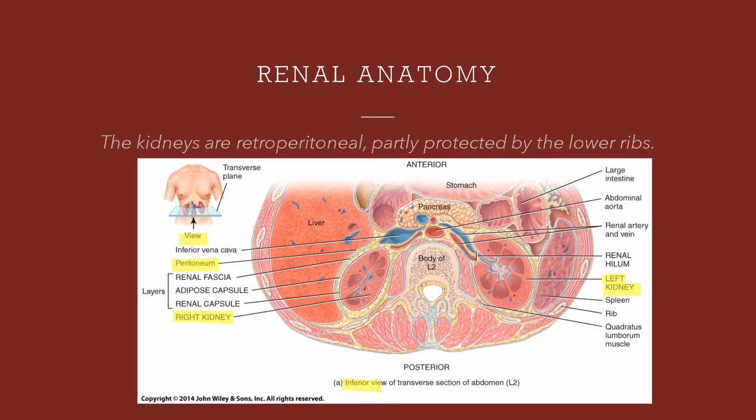Now, because their position is posterior to the peritoneum, these organs are said to be retroperitoneal. The right kidney is going to be slightly lower than the left, and this is because the liver takes up a lot of space on the right side, just superior to the kidney.